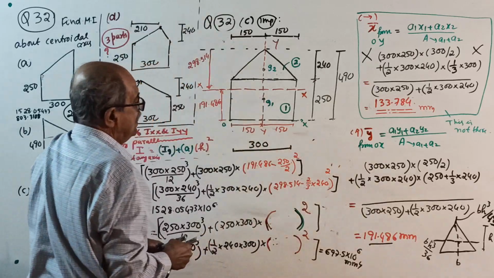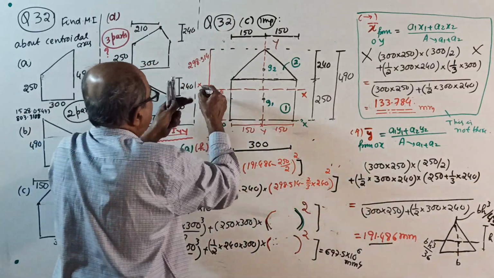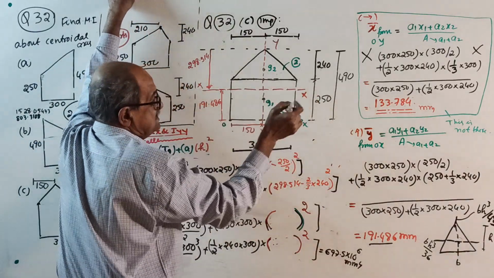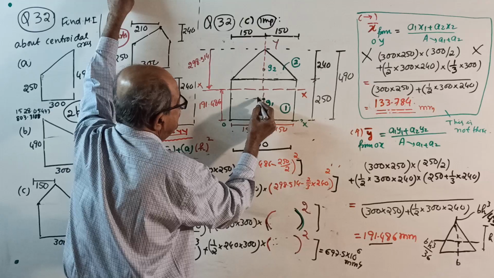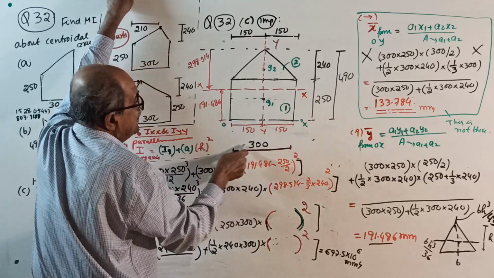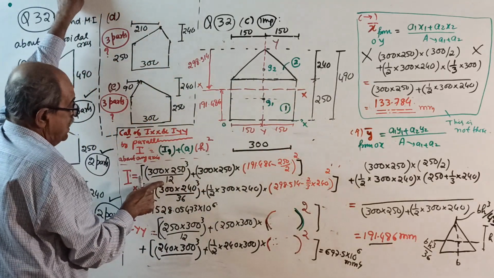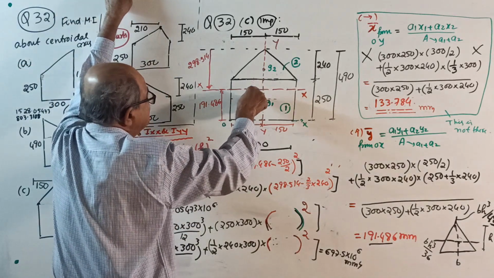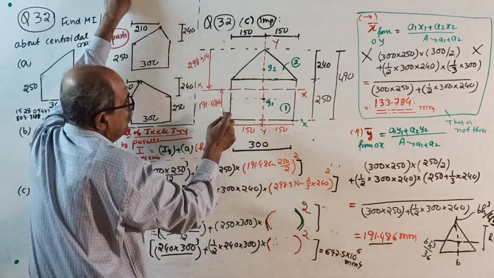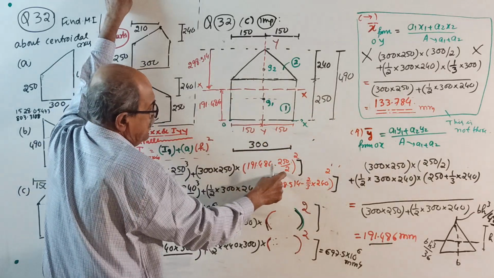Okay, YY. Start. I about XX axis. First axis passing through centroid parallel to X axis. See, this axis: 300 into 250 cube by 12 plus area into this distance square. Oh, same answer. 191.486 minus 250 by 2 whole square.